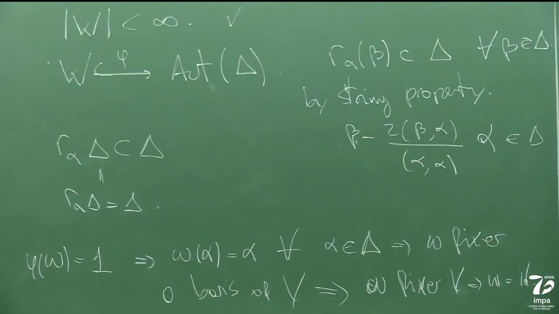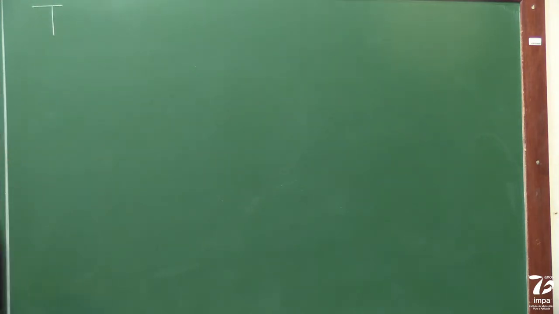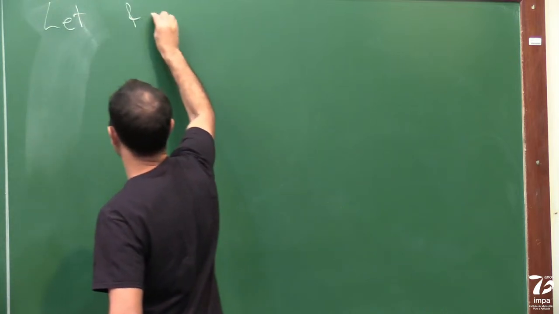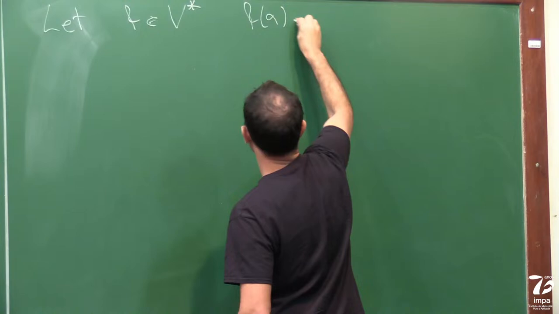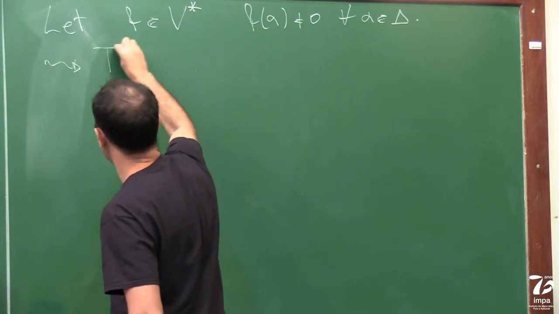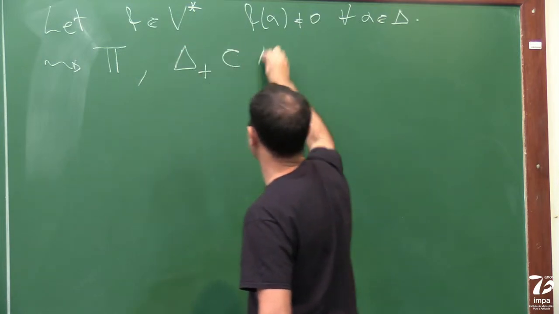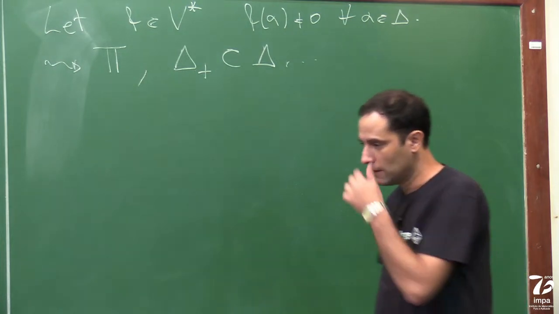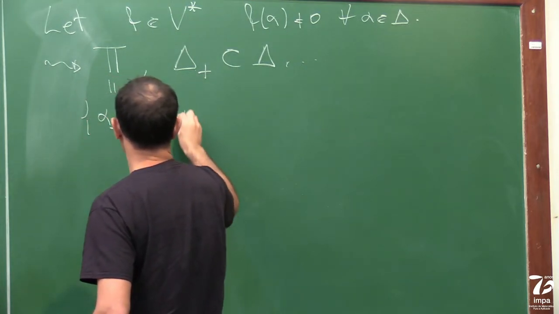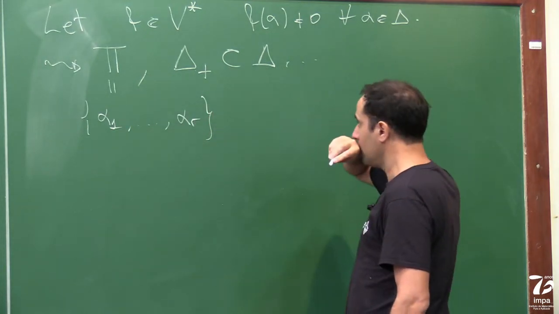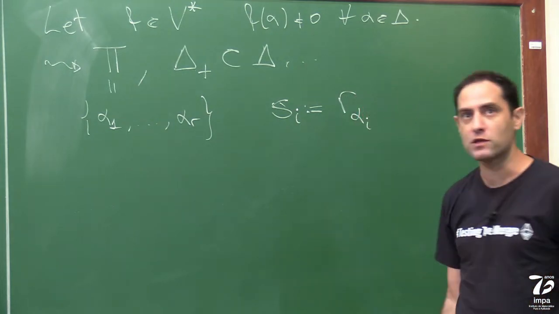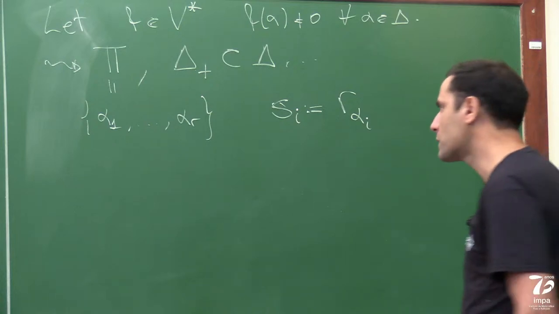Okay, let me prove the following theorem. So first of all, let's now choose a linear functional f. So let f be a linear functional such that f of alpha is different from 0 for every alpha in delta. Remember that this gave us the notion of a simple root system and a positive root system and so forth. Suppose the simple root system is alpha 1 up to alpha r, where r is the dimension of V. Let's define Si to be R alpha i. So these are the simple reflections, the reflections across the simple roots alpha i, and not just arbitrary roots.